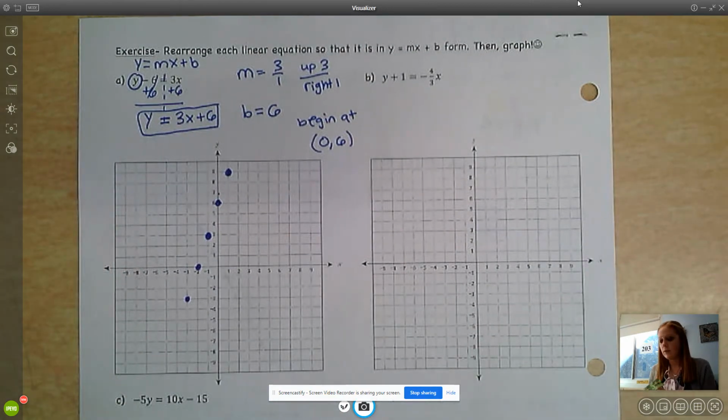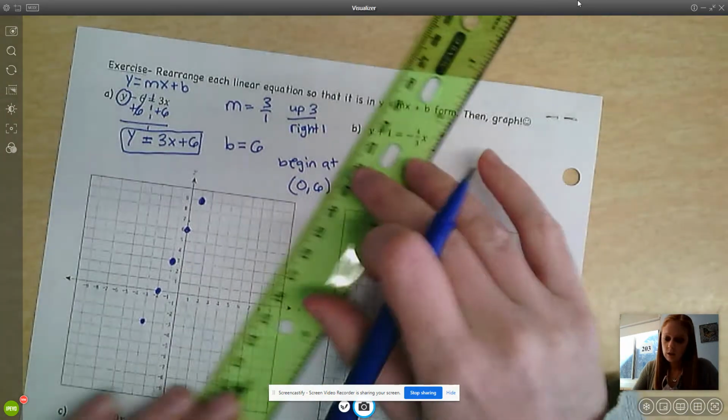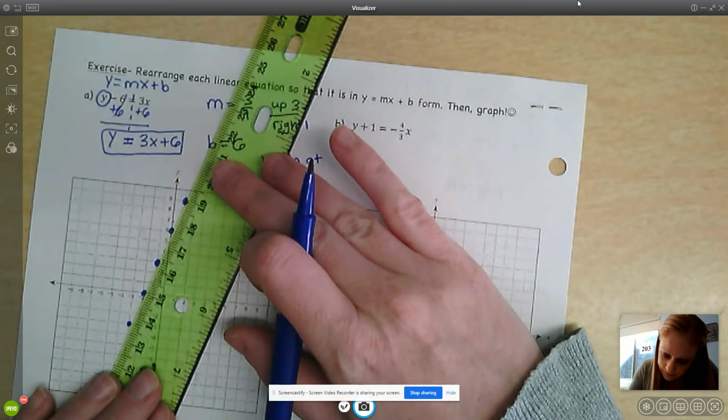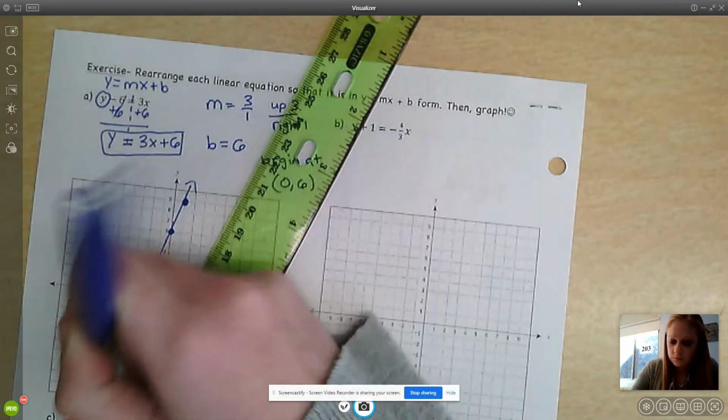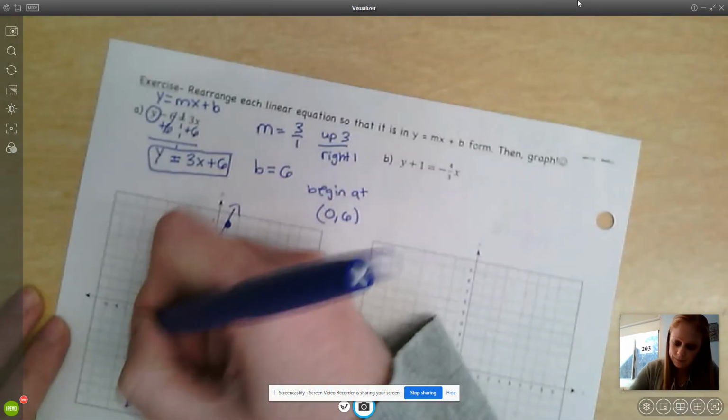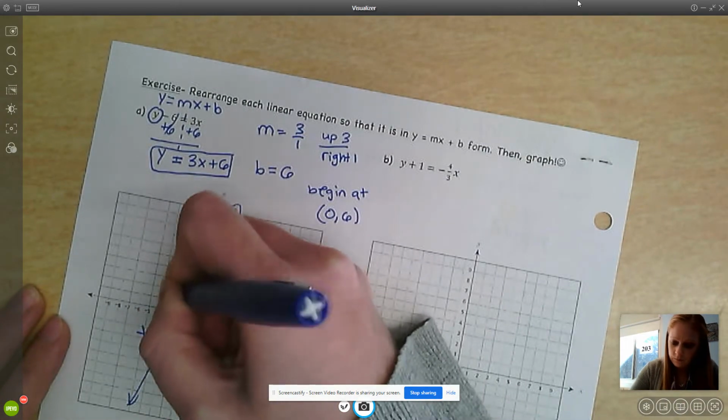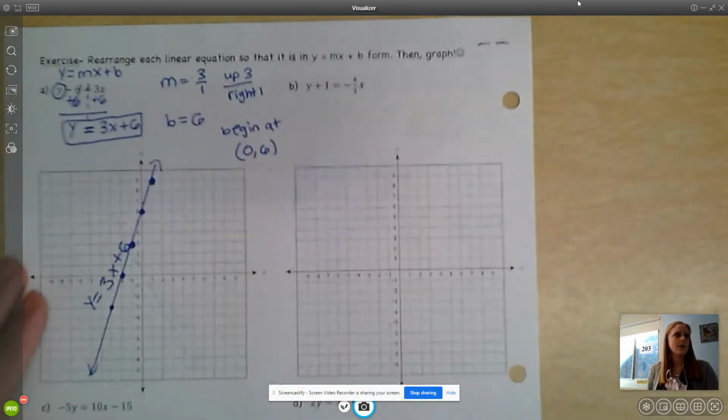Okay, once you think you have enough, like about 5, connect. Label, and we're good to go.